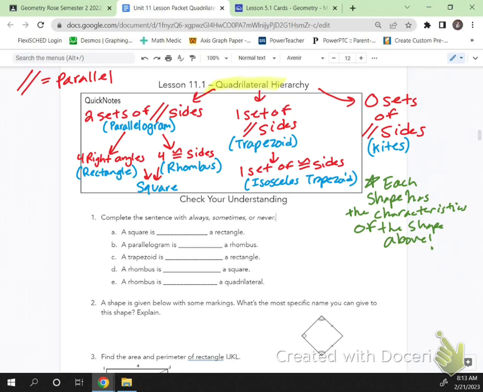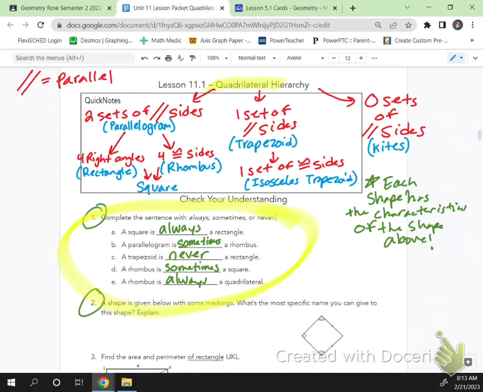So right now with your partner, I want you to do 1 and 2 in the check. Read it together. Ready, set, go. Never a rectangle. How about D? A rhombus is what? A square. Sometimes. Last one. A rhombus is what? Always a quadrilateral. Yes. Something like this might be on your test.